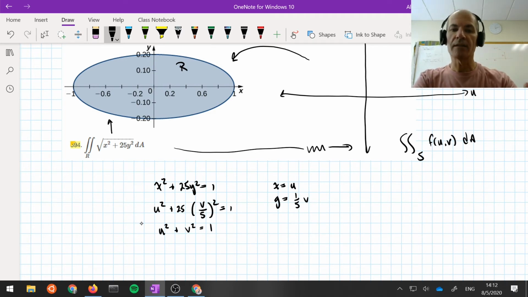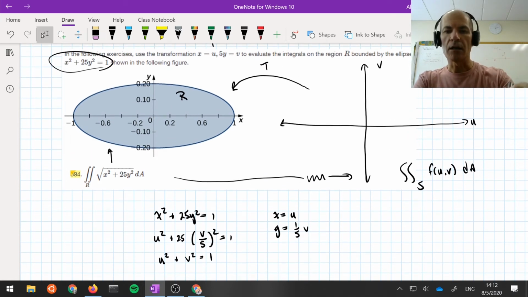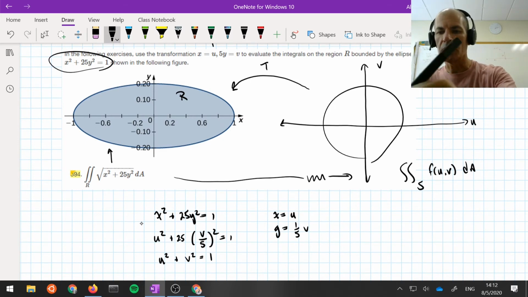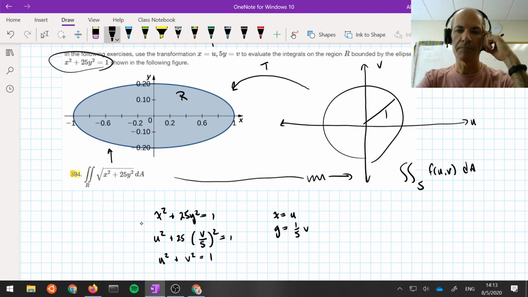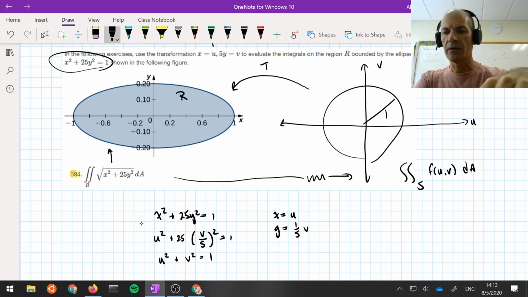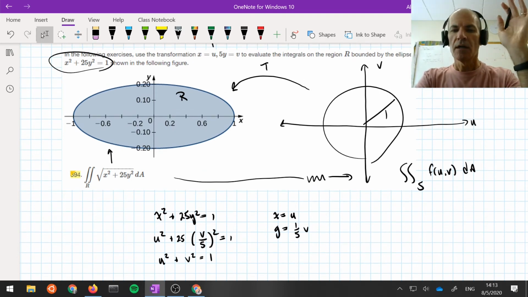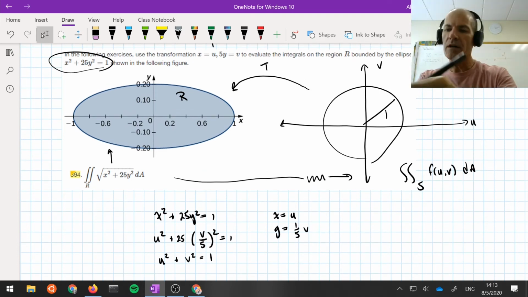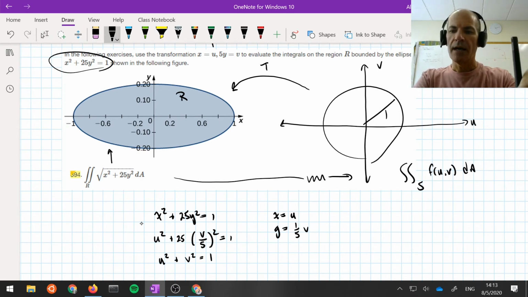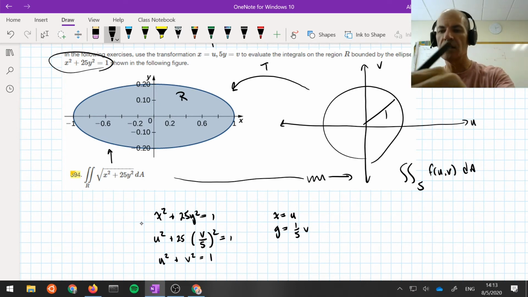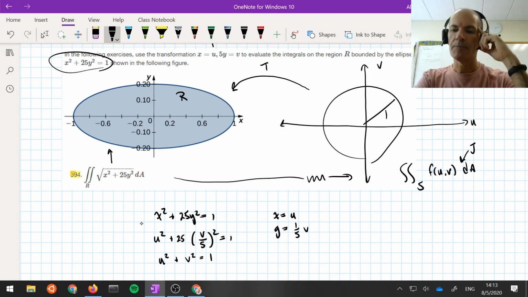In fact, that's why this particular transformation was chosen, because the pre-image of R under T is just the unit circle. Now we know how to integrate over the unit circle. It remains to figure out what the integrand looks like in terms of u and v, and to figure out the Jacobian. If we're going to do the integral over here in uv space, we've got to include the Jacobian, which I left out. All right, what is the Jacobian?